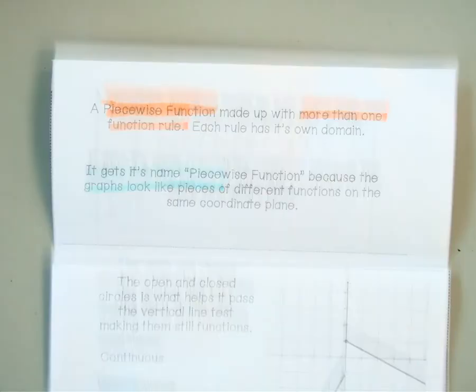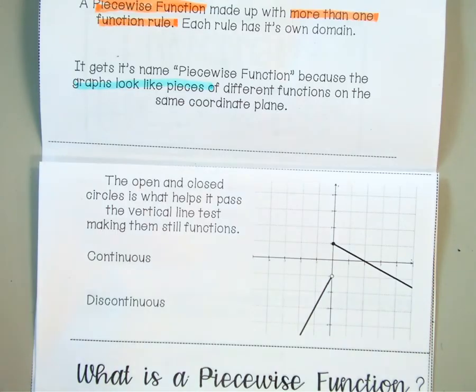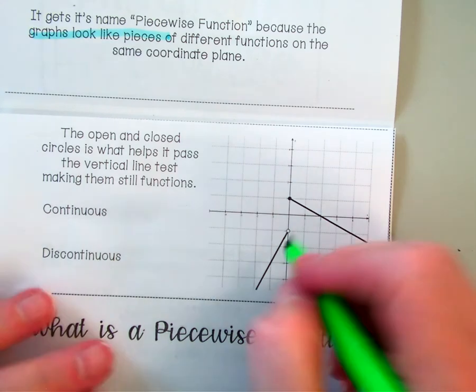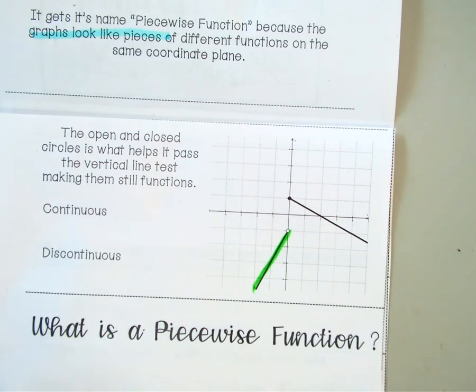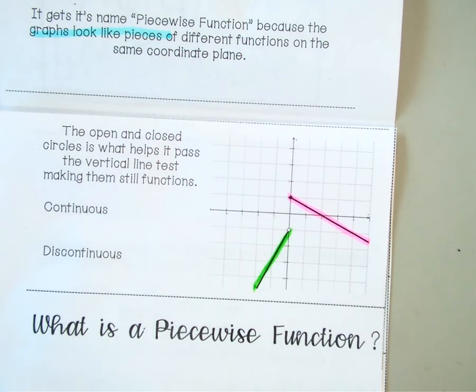You have little pieces of different functions, which is where it gets the name piecewise functions. So taking a look at my graph picture down here, here is what a graph of a piecewise function looks like. This one has two different lines that are a part of it. We have one piece of a line there, and then we have another piece of a line right here.